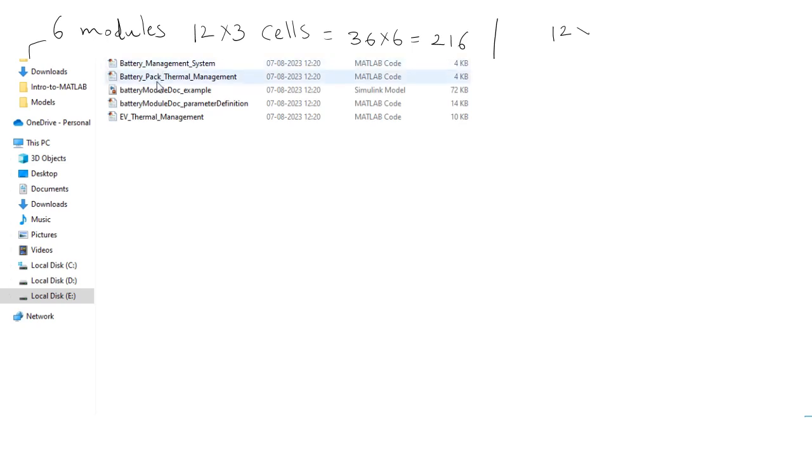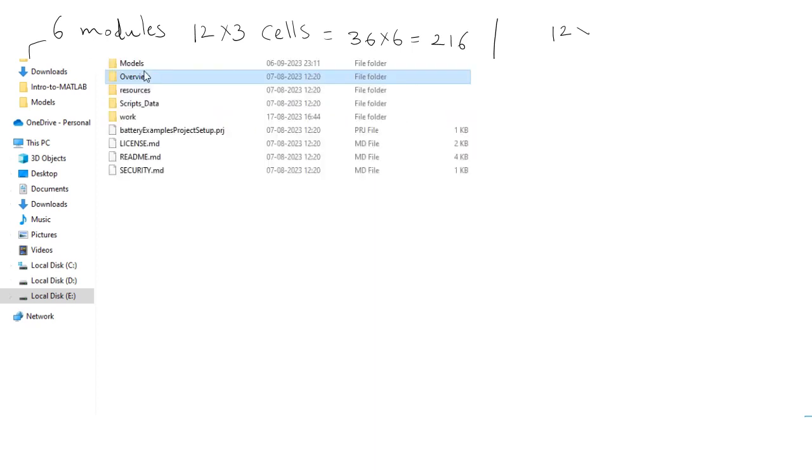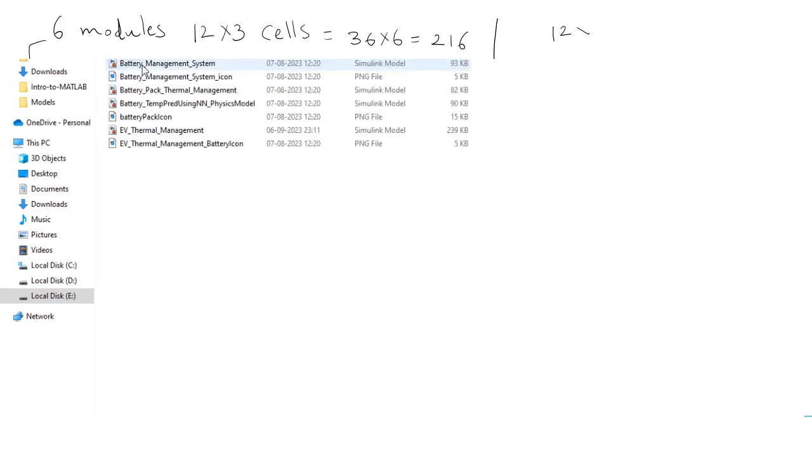Battery management system, battery pack thermal management, battery module, EV thermal management, all together, Simulink and M files. So these are the models: battery management system, battery pack thermal management, and EV thermal management. Okay.